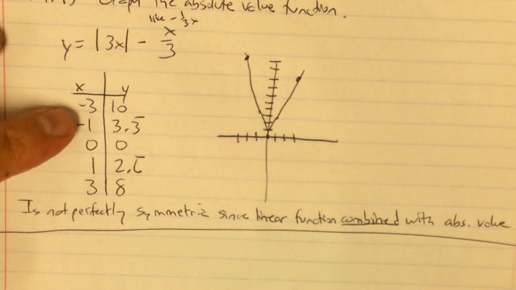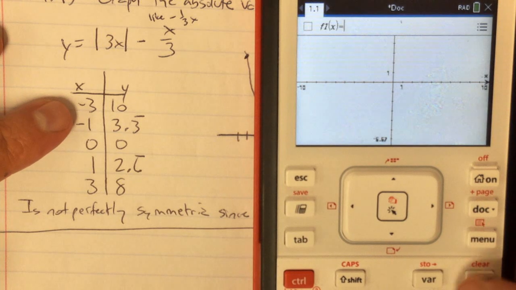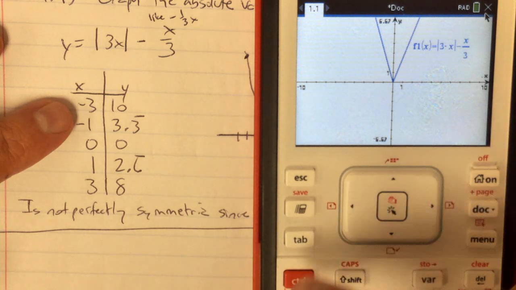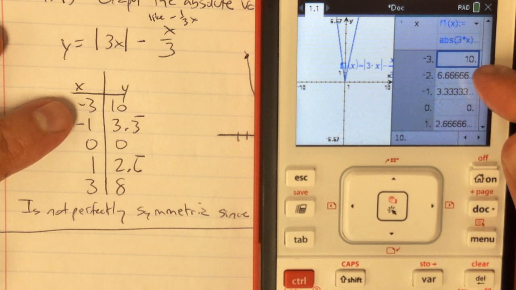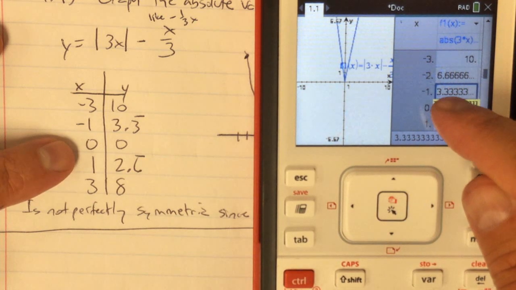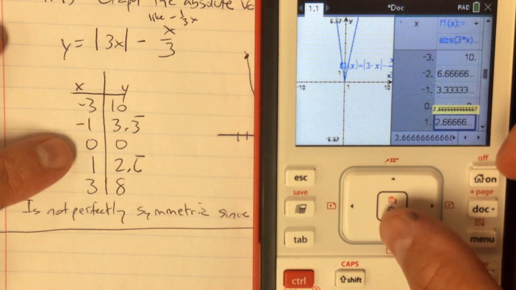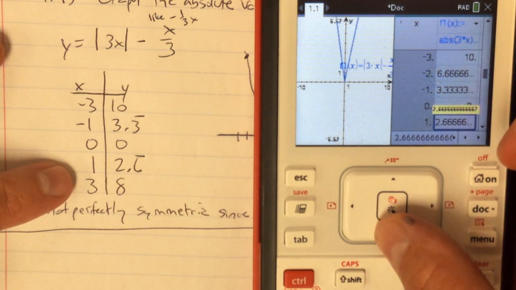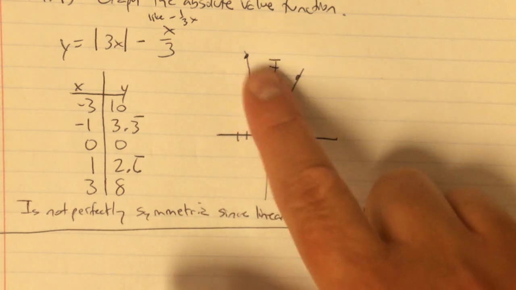So I'll do that real quick. Add graph, and then absolute value of 3x, then minus x divided by 3. So there's my graph. Go to my table, and to me, negative 3 through 3 was good to work with. Negative 1 was 3 1/3. 0 was 0. 1 is 2/3. And 3 is 8. Those just happen to be the points I used, and then I just graphed it.